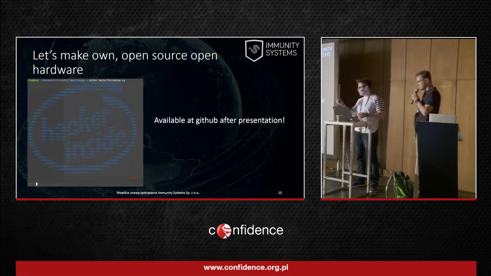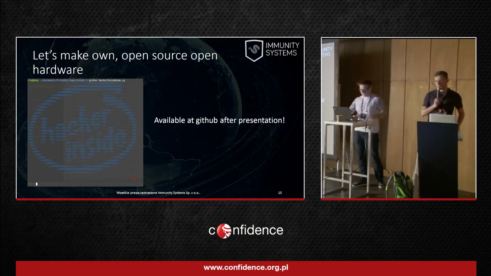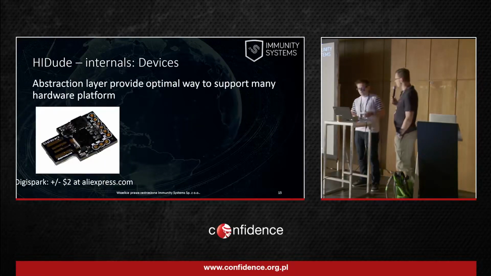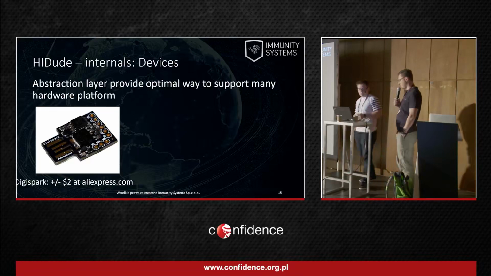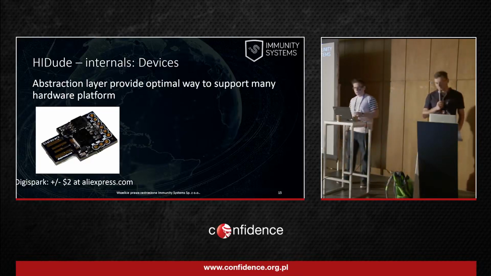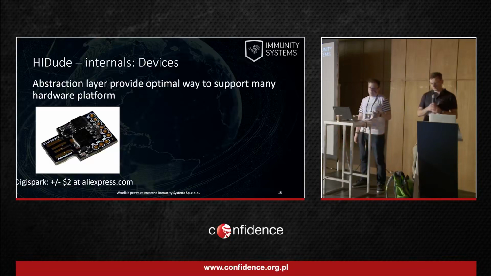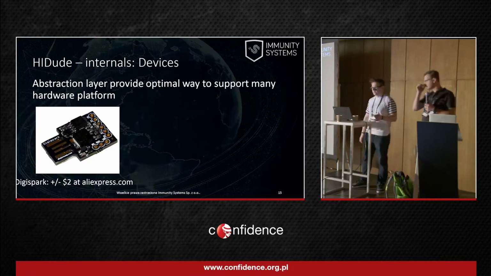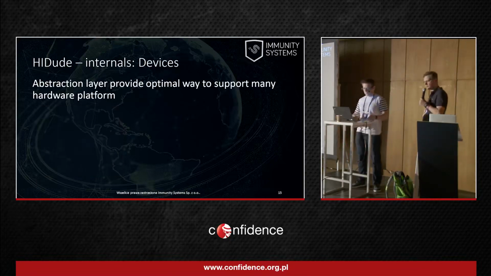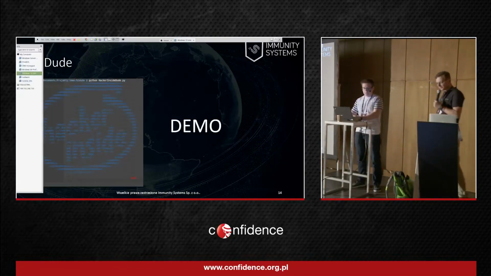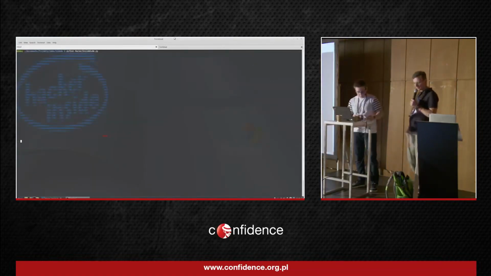So, does someone know what this is? I can show it to you here. It looks like this. This is a DigiSpark. It's an ATtiny-based microcontroller. ATtiny is a really cheap microcontroller. DigiSpark is produced by Digistump. You can buy a DigiSpark for, I think, about $2 on AliExpress, so it's really cheap. In Polish this is 12 zloty or something like this. And now let's use this device in our platform.